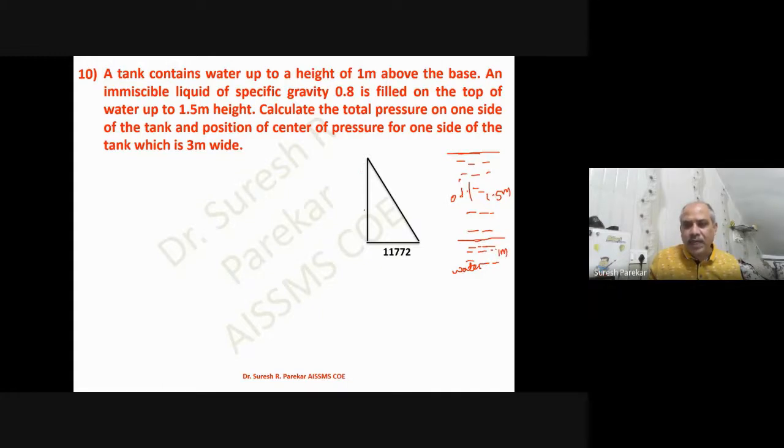Now we can have this triangle. So let's say P1 will be 26487. How will we get it? Now we can have gamma into H. So we have gamma 9810, and we have the value of H, that is 1.5.